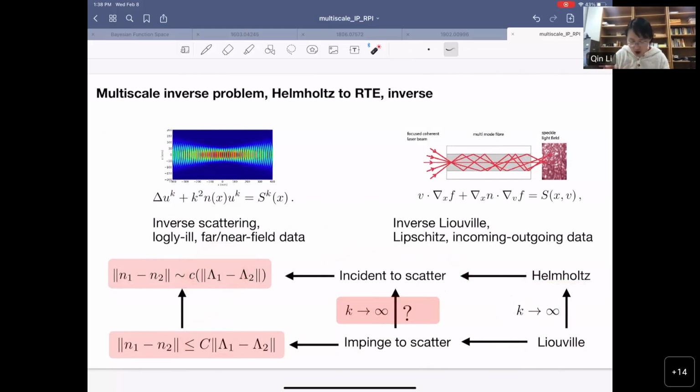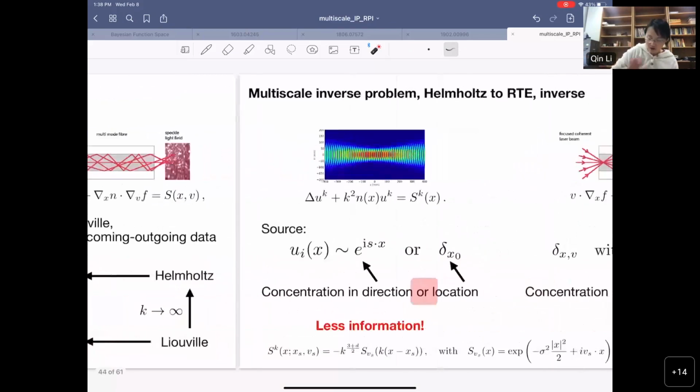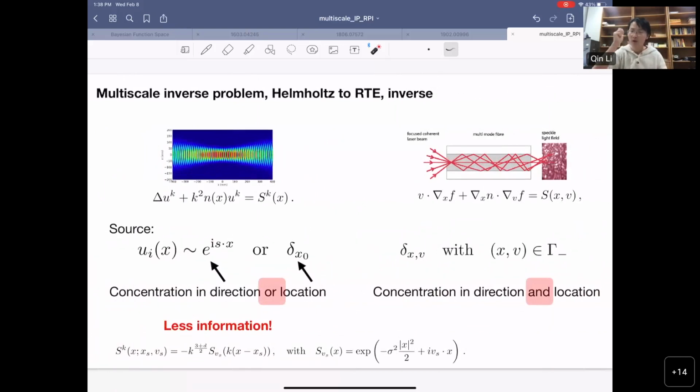So the more we thought about this, the more we got confused, in the following sense. When we think about the particles, I send a particle into the domain. I can tell you precisely where I put the particle in and in which direction I put the particle in. So in some sense, your information is a delta function in space and in velocity. You can tell me where and how I put the particle in.